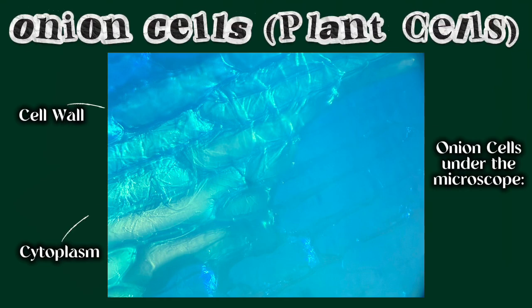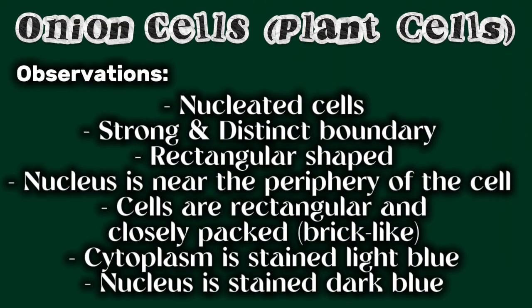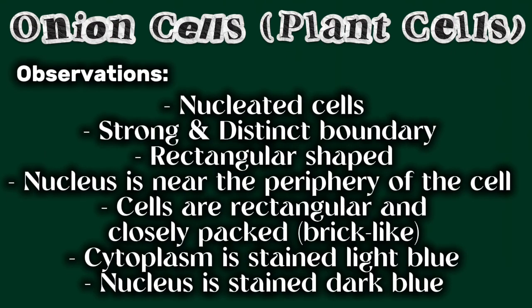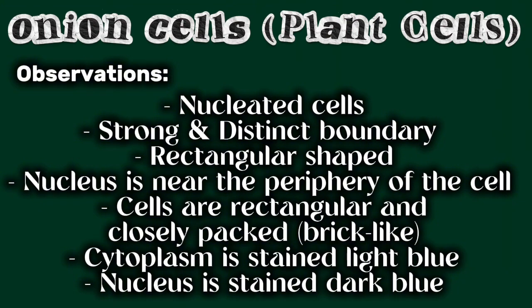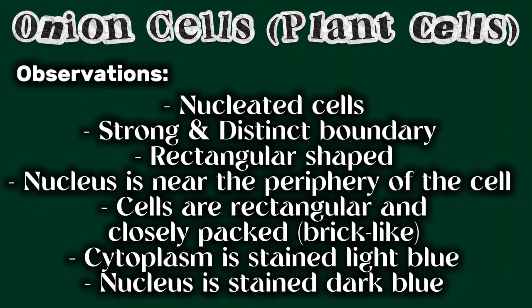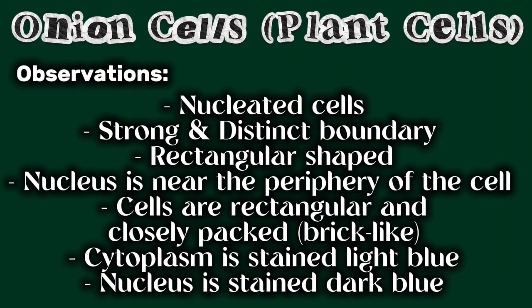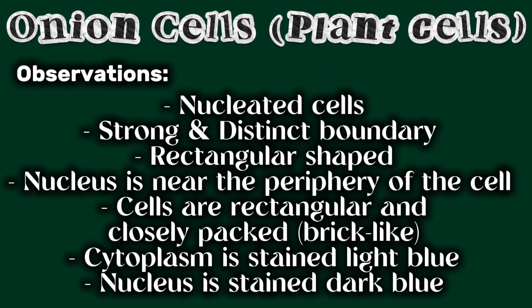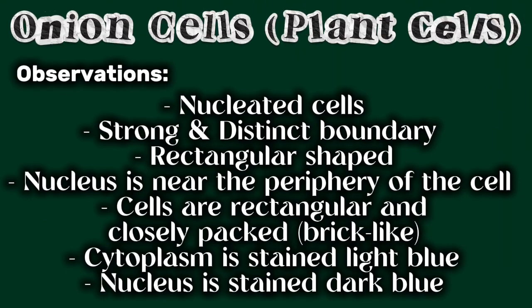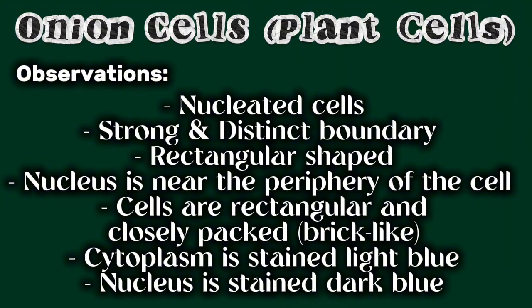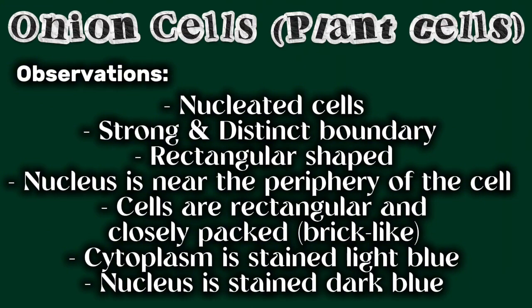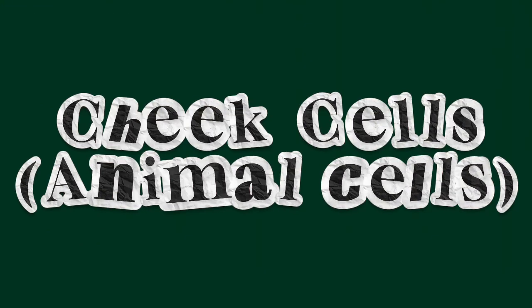Here are the onion cells under the microscope. Our group observed that onion cells are nucleated cells, have strong and distinct boundary, are rectangular shaped, nucleus is near the periphery of the cell, cells are rectangular and closely packed or brick-like, cytoplasm is stained light blue, and nucleus is stained dark blue. Cheek cells are animal cells.